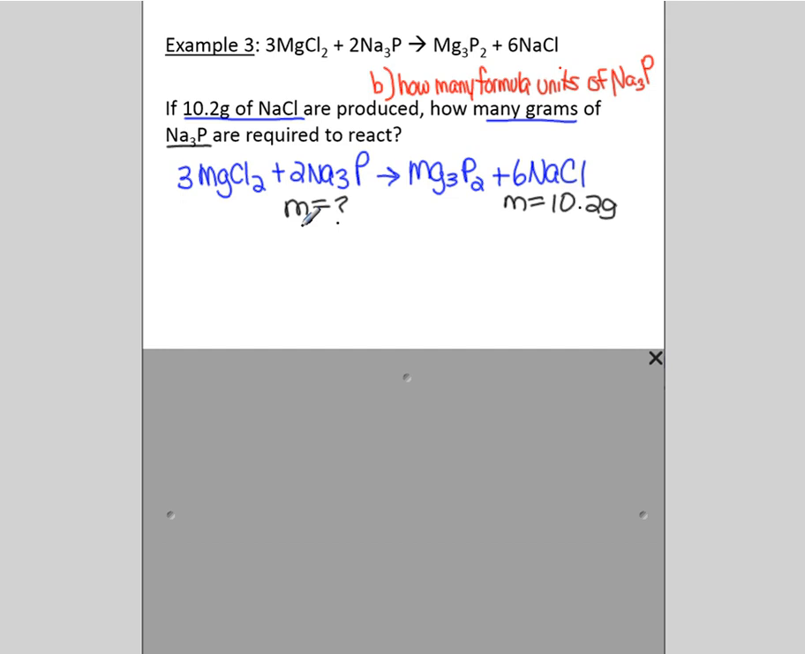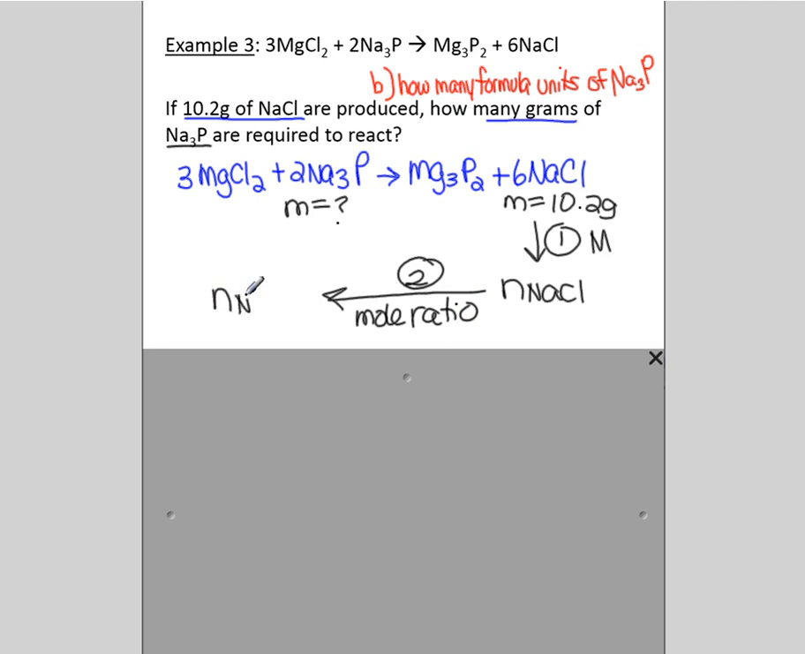And if you have two compounds and they're not in moles, you've got to change them into moles to get started. So the steps you're going to do, step 1, change the mass of your product, sodium chloride, into moles using your molar mass of sodium chloride. Once you've got that, your second step is your mole ratio. That one you need to find your moles of sodium phosphide. This time the mole ratio will just be between these compounds. 2 moles of sodium phosphide, 6 moles sodium chloride.